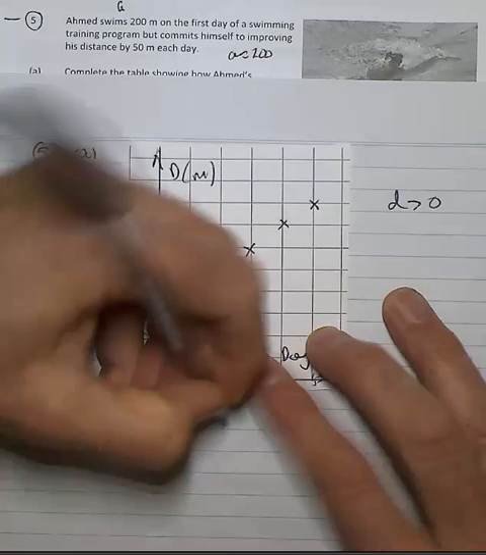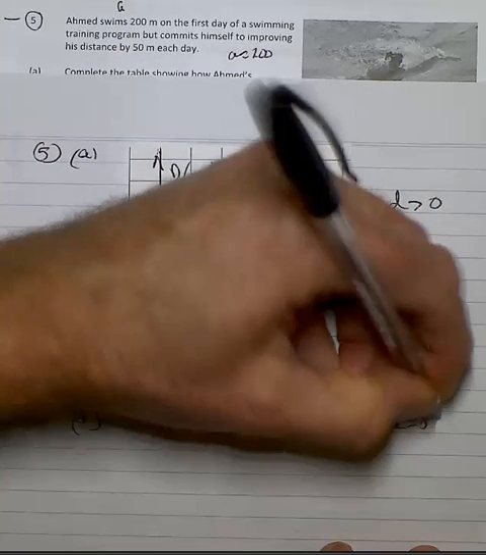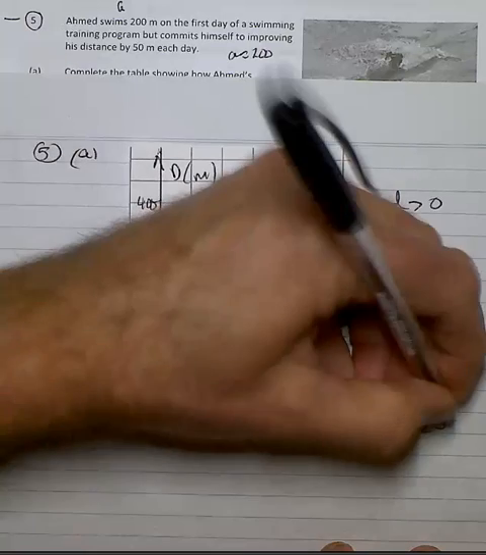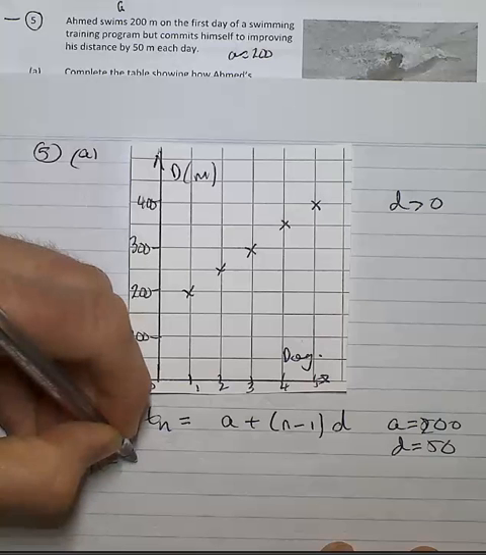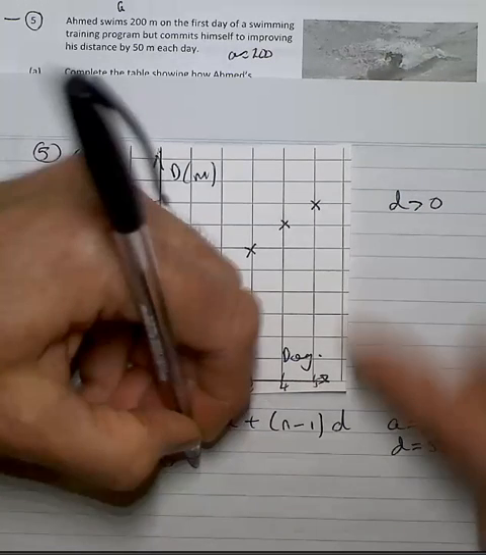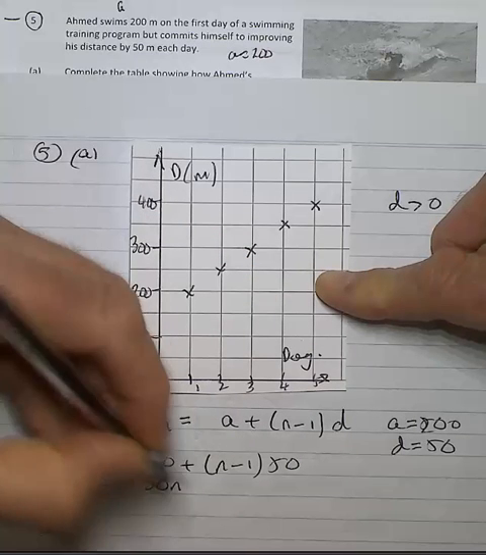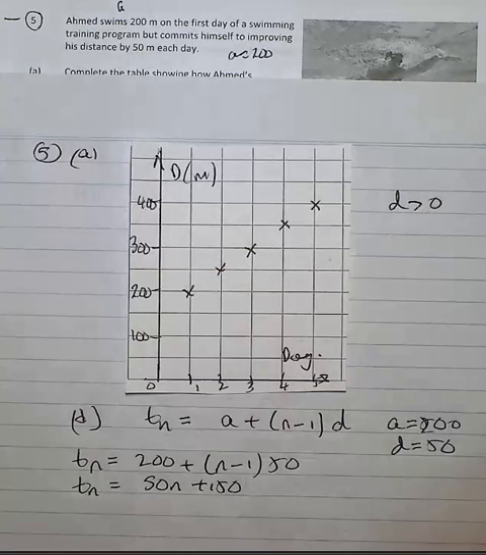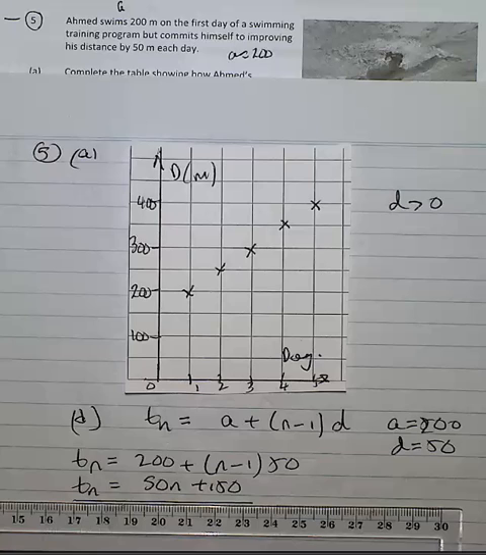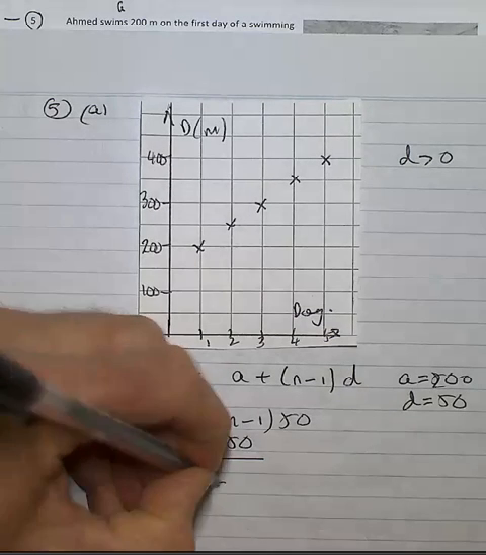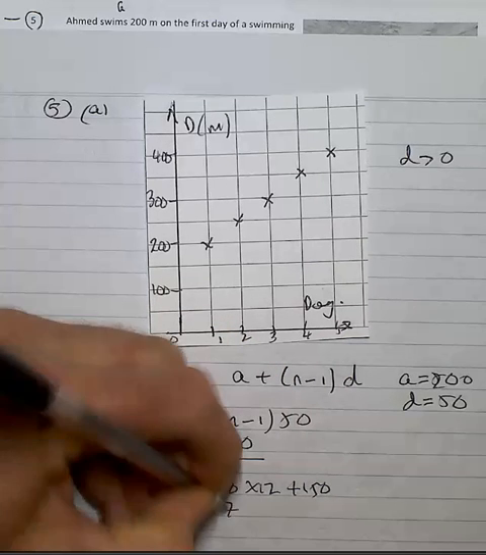So t_n is equal to a plus (n minus 1) lots of d. a is 200, and d is equal to 50. So 50n plus 150 would be the equation. And on the 12th day, 50 times 12 plus 150 would get 750 metres.